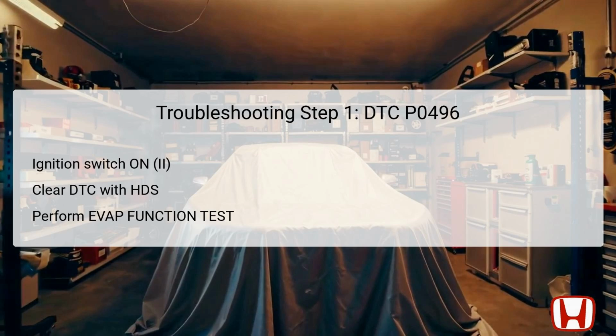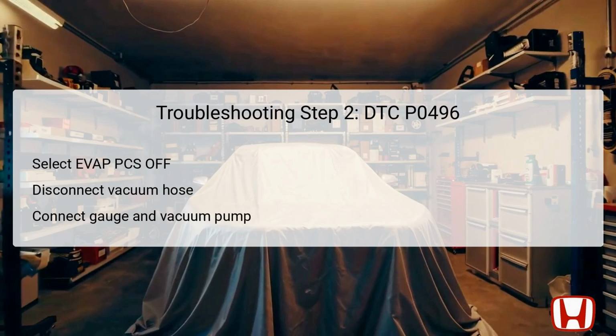After clearing the codes, perform an EVAP function test using the HDS to assess the operational status of the EVAP system. Should the test return a successful result, it indicates that the system is functioning correctly at that moment, suggesting an intermittent issue may be present. However, if any additional DTCs manifest during this process, troubleshooting should shift focus to those specific codes. Following the initial DTC clearing and testing, the second step involves checking the EVAP canister purge valve for any blockage or issues causing it to stick open.